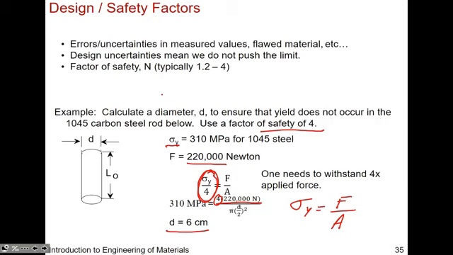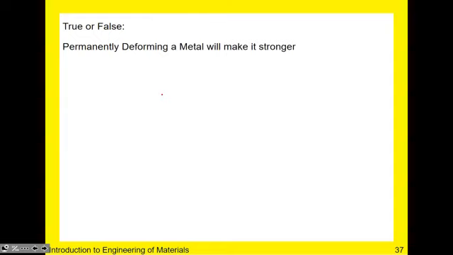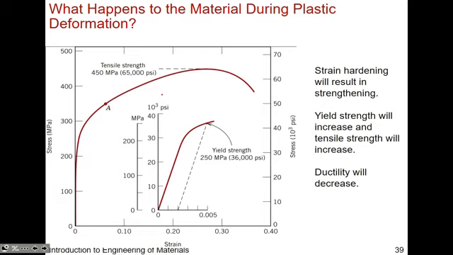Okay. Now, let's talk about permanently deforming a metal. When we talk about plastic deformation, we talked about the atomic structure changing, right? The atoms are moving, bonds are being broken, so we talked about that. Let's now talk about the strength of a material. When you plastically deform a material, you'll actually make it stronger. So deformation is not necessarily a bad thing.